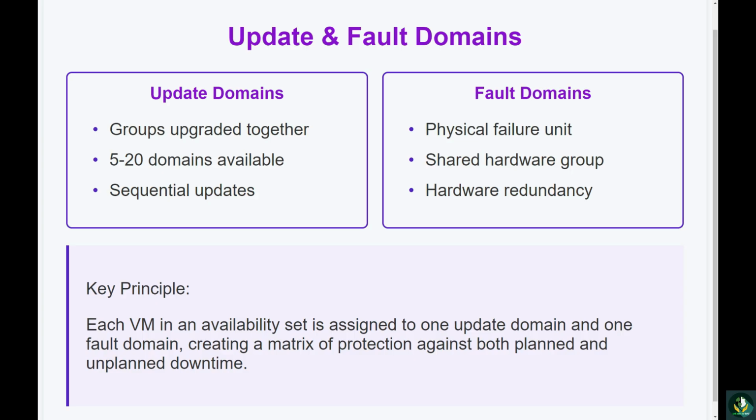The real power of these domains comes from their interaction. Each virtual machine in an availability set gets placed in both an update domain and a fault domain, creating a matrix of protection. This dual domain approach means your applications are resilient to both planned maintenance, handled by update domains, and hardware failures managed by fault domains.